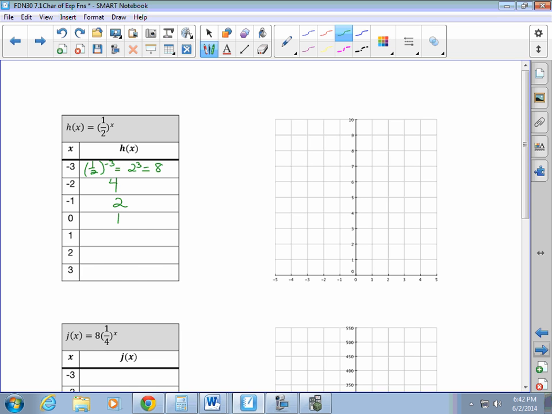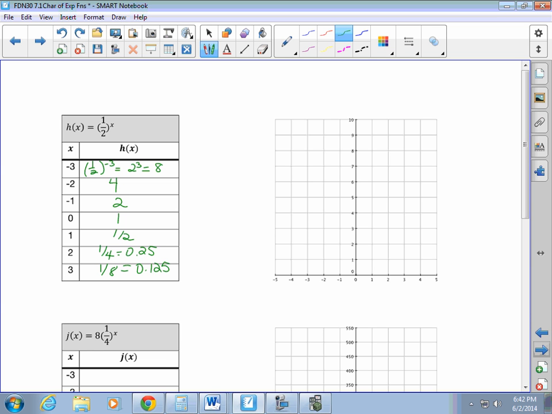0 will be 1. So what happens when I put in a 1? It's just going to stay 1/2. When I put a 2, it's 1/4, or 0.25. To the power of 3 would be 1/8, which is 0.125.